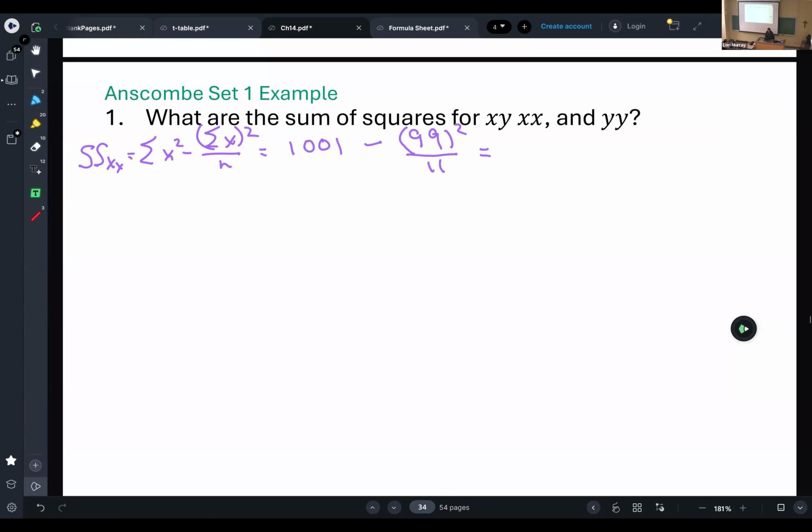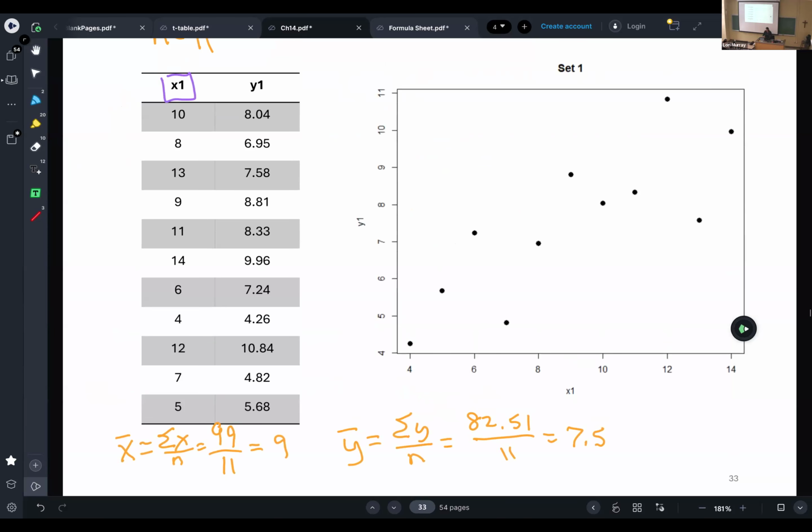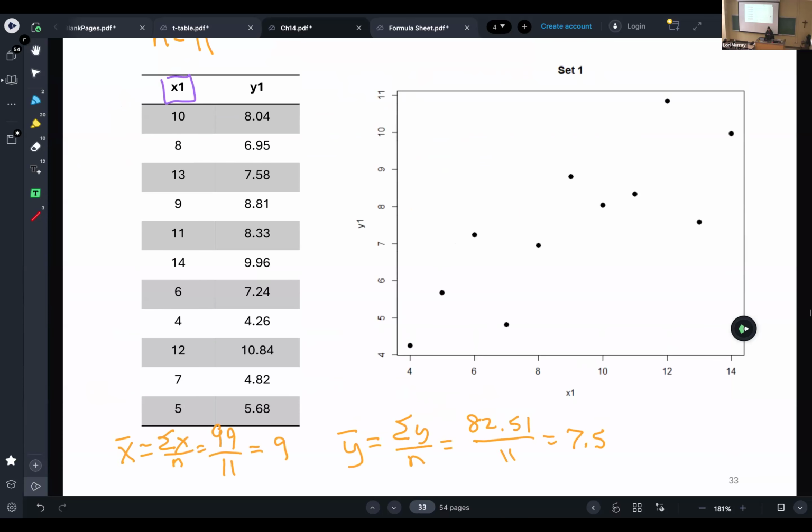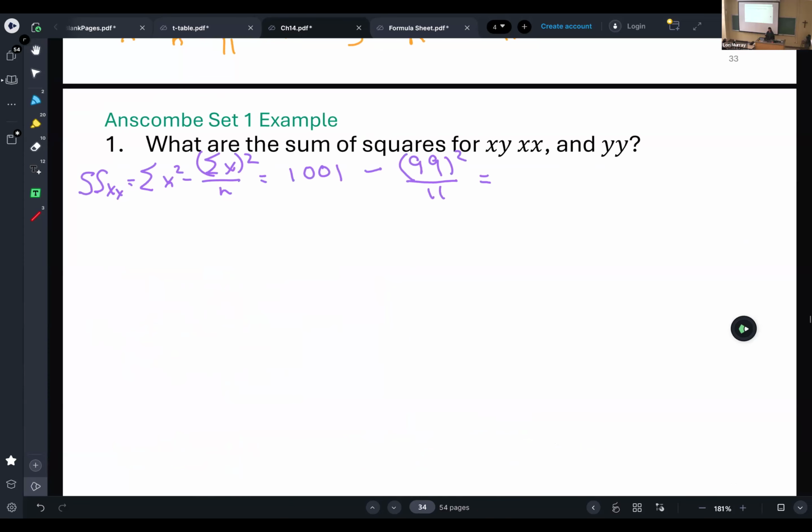1001 is what I get when I take each x: 10 squared plus 8 squared plus 13 squared, 11 squared, 14 squared, plus 6 squared, plus 4 squared, plus 12 squared, plus 7 squared, plus 5 squared. 1001. And then we already did the 99, and we know n is 11. So altogether, I get 110.